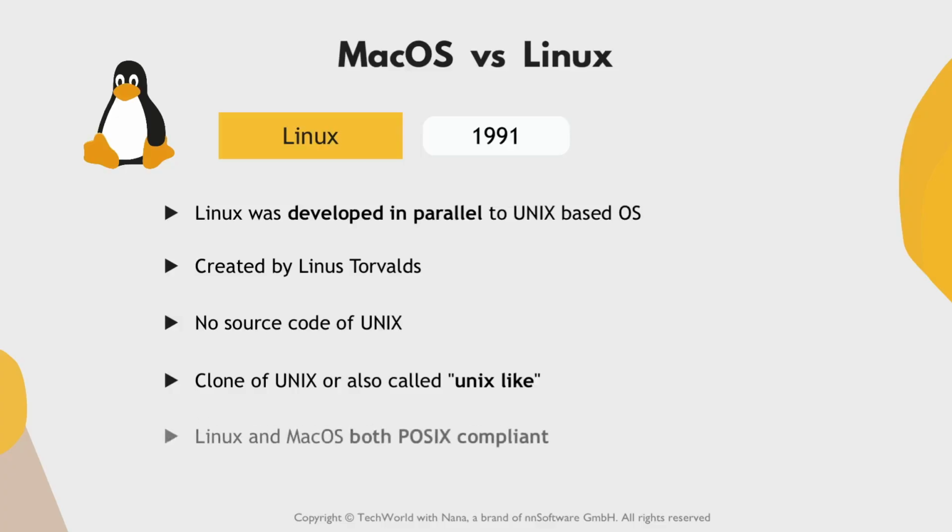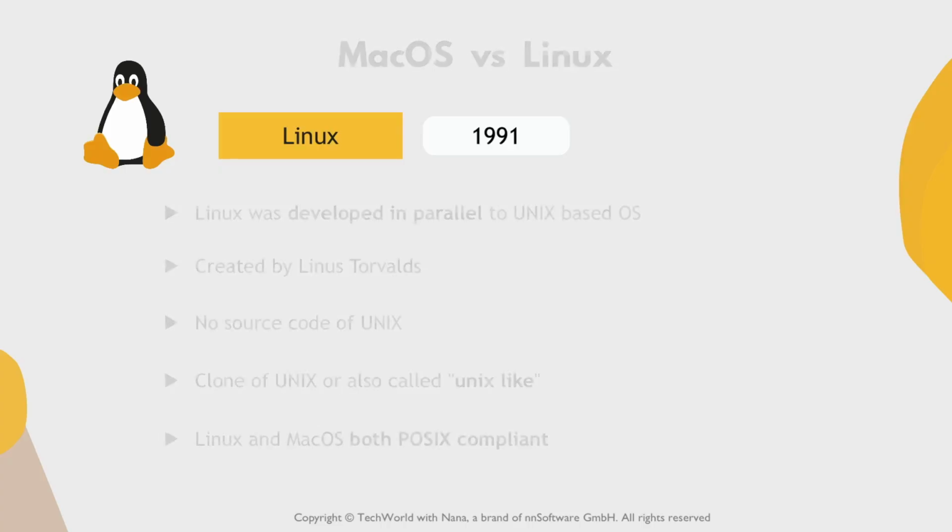So that means both Linux and macOS are today POSIX compliant, since POSIX is a group of standards that determine a portable API for Unix-like operating systems, which they both are. And that's why there are so many similarities in the way macOS and Linux work. For example, the command line interface, how applications run on them, etc.